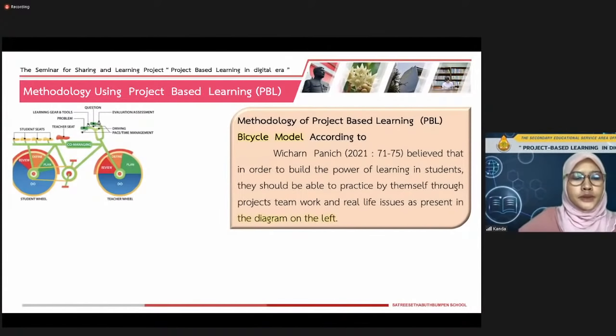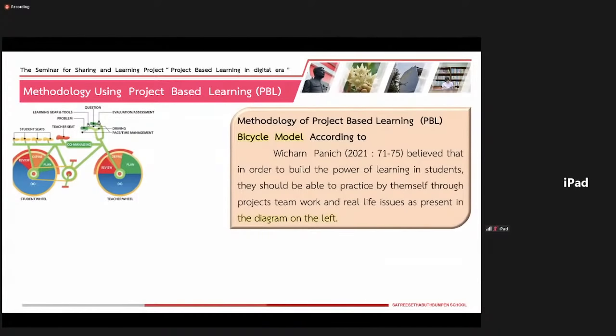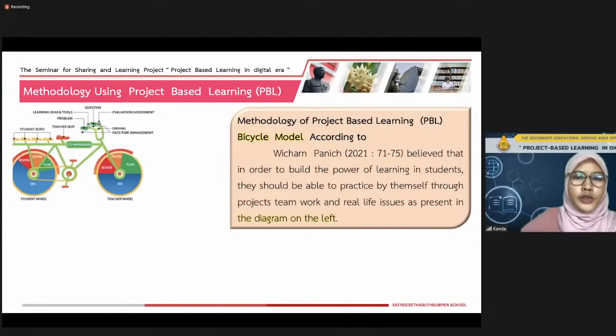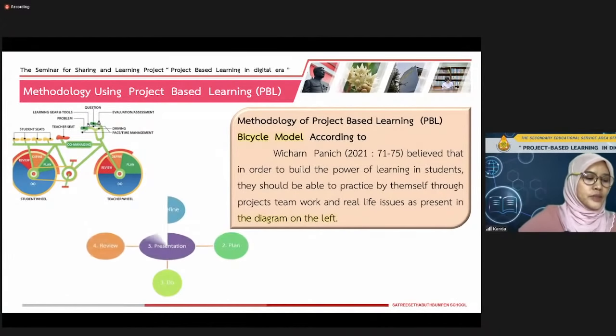Moving on to the next topic, methodology using project-based learning or PBL. Methodology of project-based learning, PBL Model according to Vijay Panit, believes that in order to build the power of learning in students, they should be able to practice by themselves through project teamwork and real-life issues, as presented in the diagram on the left. Please take a look at this picture. Student view and teacher view. Phases of every piece are define, plan, do, review, and presentation.